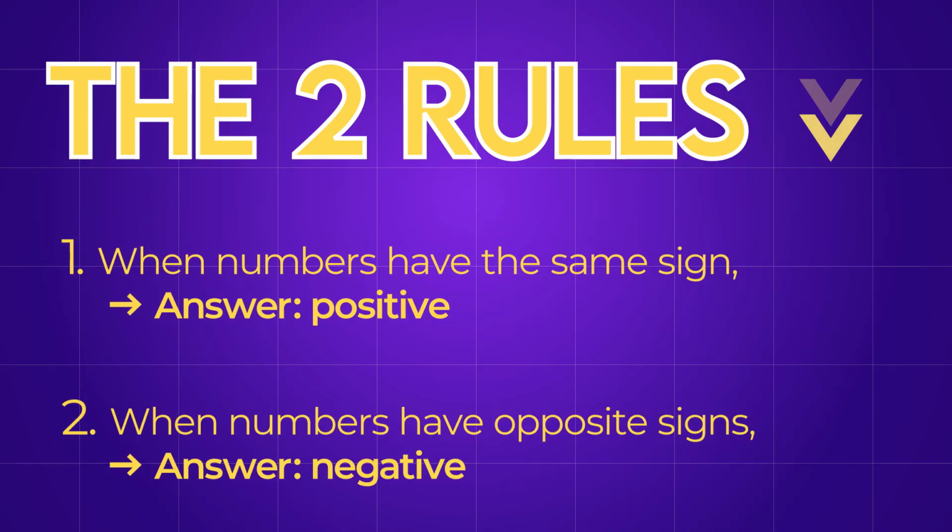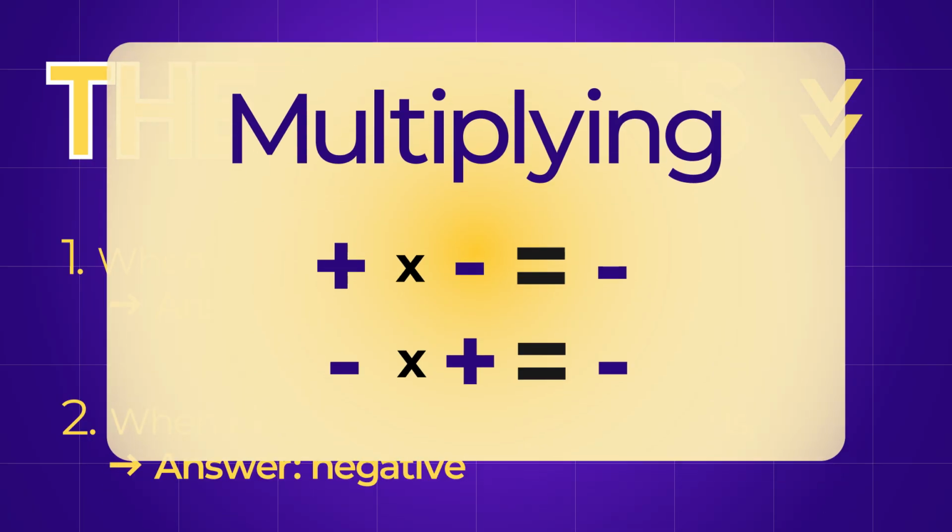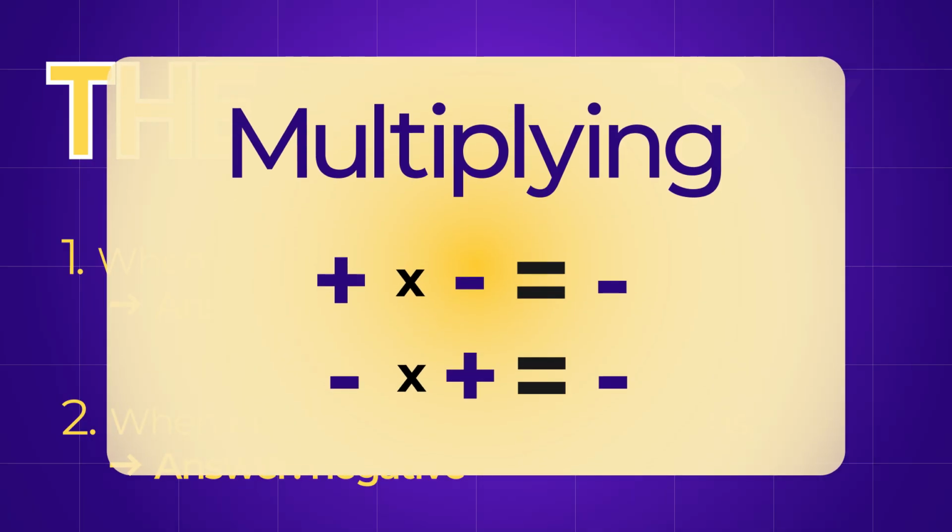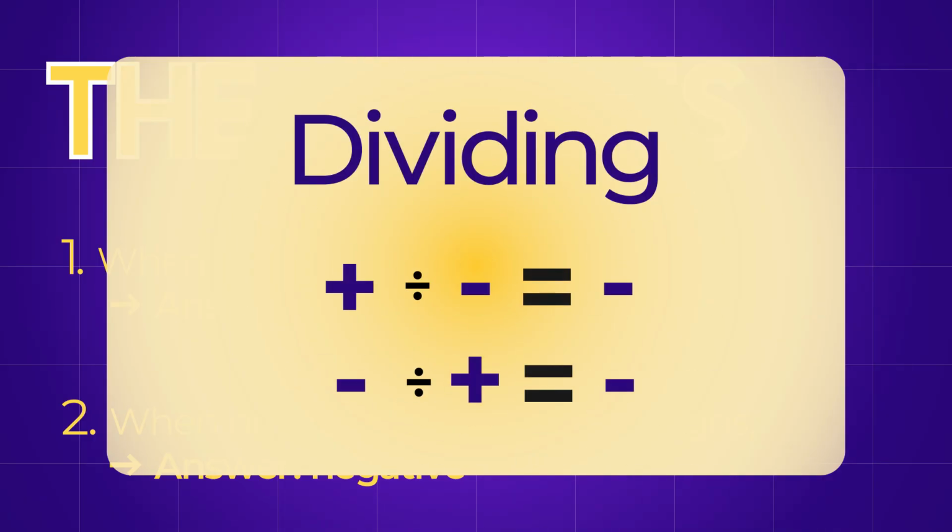Rule number 2 says if our numbers have opposite signs, then our answer is going to be negative. So if we're multiplying positive times a negative, then we get a negative product. And the order doesn't matter. We could also be doing a negative times a positive. Our product will still be negative. It's going to work the same with division. Positive divided by negative gives us a negative quotient. And if I switch it around, still the same thing, negative quotient.